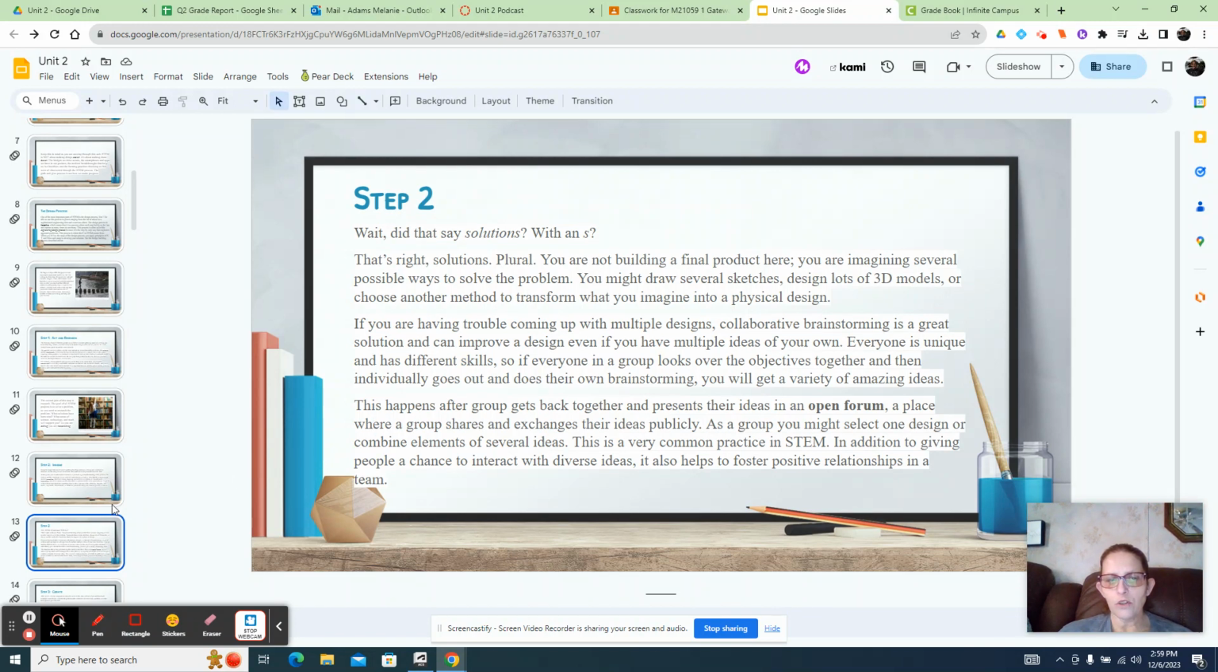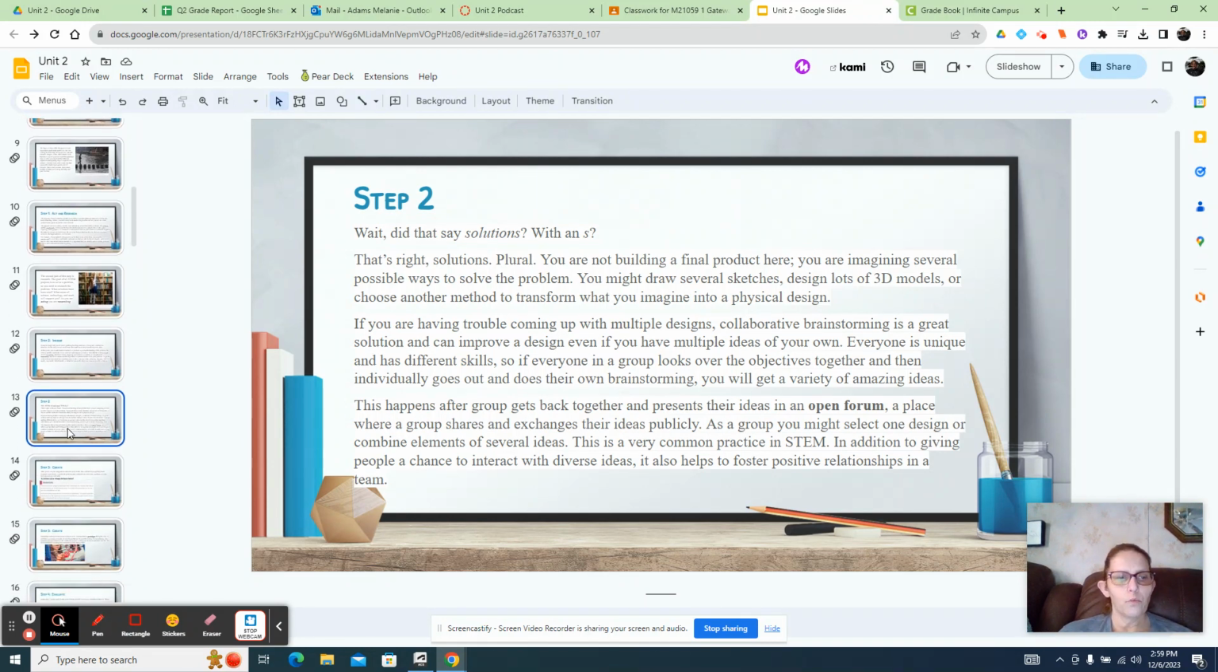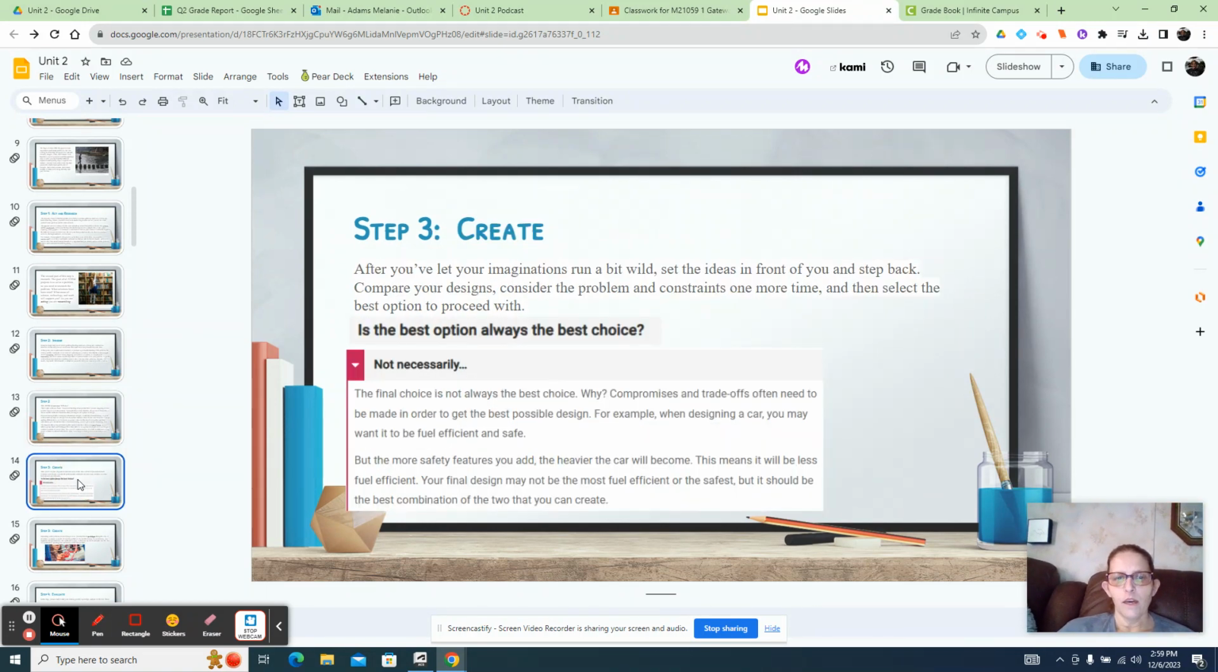Lots and lots of solutions. Open forum, a place where you can ask the whole group, what are some possible solutions? Nobody's wrong. Then after you've come up with your brainstorming, lots of different solutions, you have to narrow it down to your best option. Everything must be based on your criteria and constraints. Then you narrow it down to your best solution. That's the one you're going to create a prototype for.